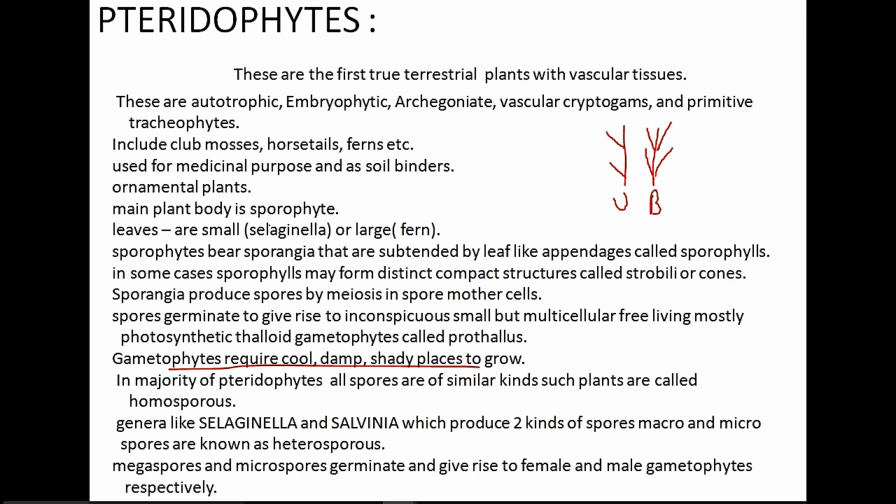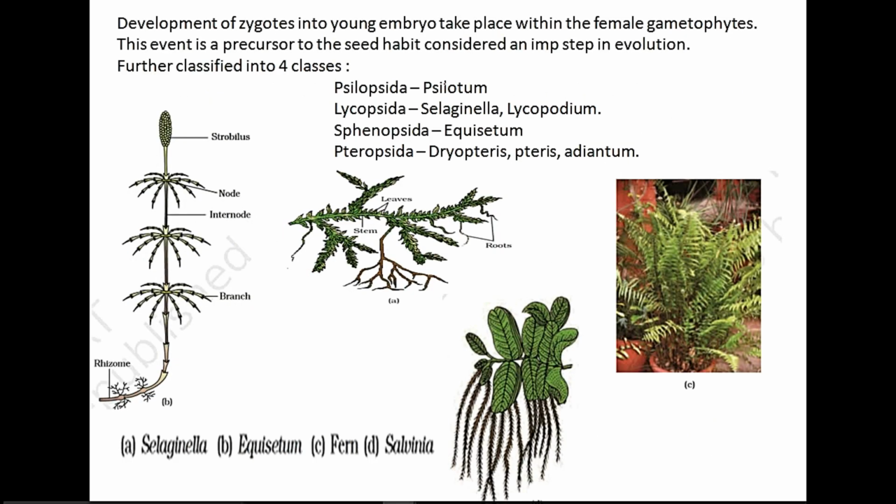The pteridophytes are classified into four classes: Psilopsida, example Psilotum; Lycopsida, example Selaginella, Lycopodium; Sphenopsida, example Equisetum; and Pteropsida, example Dryopteris, Pteris, Adiantum, etc. These are commonly called ferns. The development of zygotes into embryos takes place in the female gametophyte.